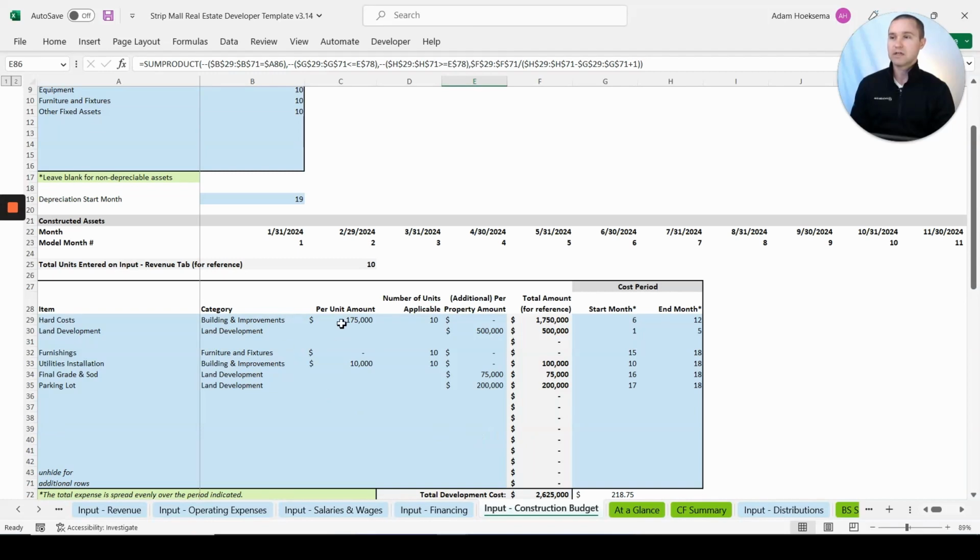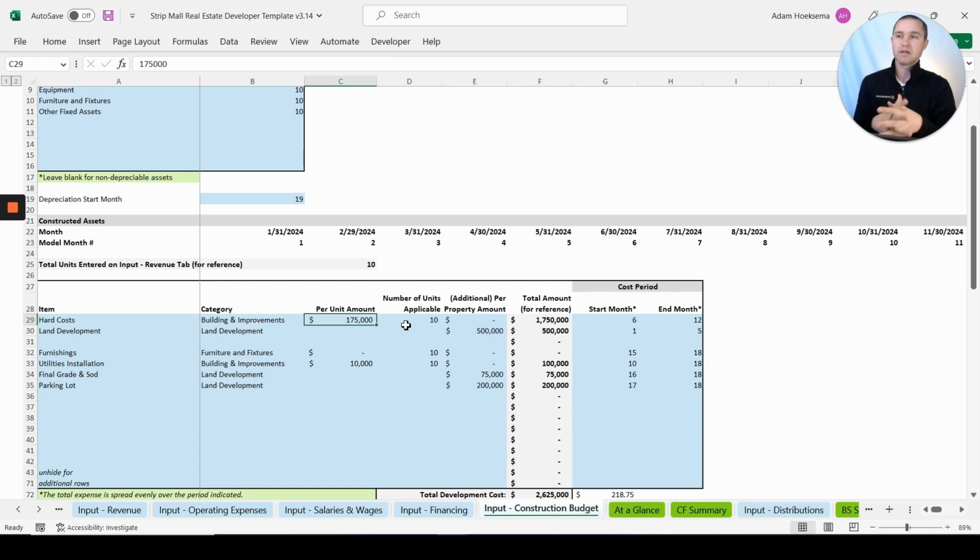And so you can enter in your hard costs on either a per unit amount. So the way you could enter this in is to say, we're going to treat each individual unit in the strip mall as its own unit, and we're going to spend $175,000 per unit. Or if you wanted to, you could just put in the whole property amount. So the whole building's going to cost $1.75 million, and you could just enter that here. You can see an example, like for the land. For the land, we just said it's $500,000, and we didn't put in a per unit amount for the land. We just put in the total amount for the land. So it's just an example of two different approaches to how you can enter in those expenses.